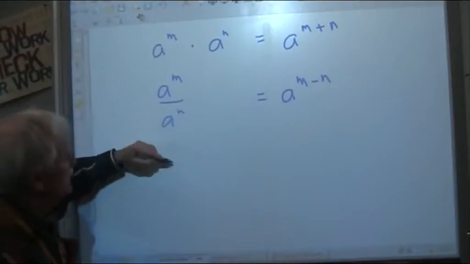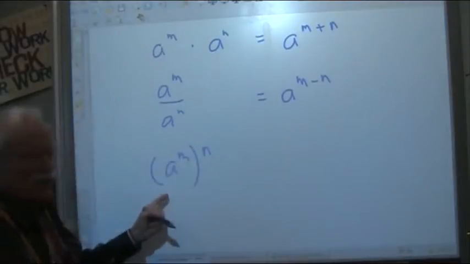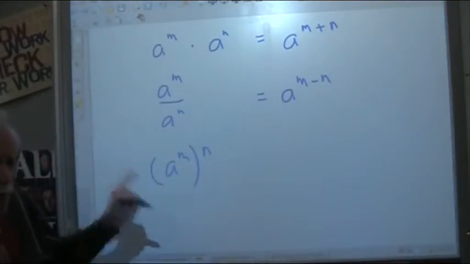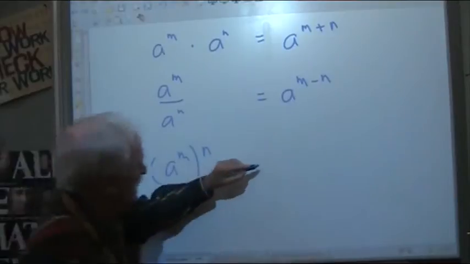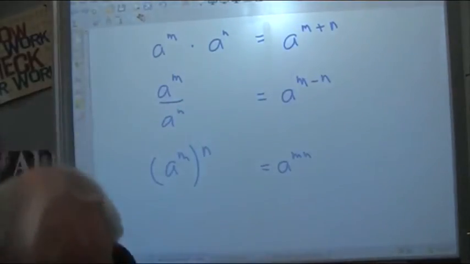Now the third one that we learned is if you have, how many times do you see the base here? One. You multiply. Once. And now you multiply exponents. So a to the mn.